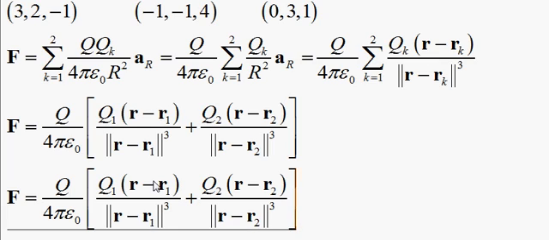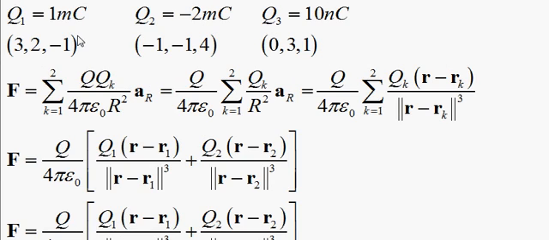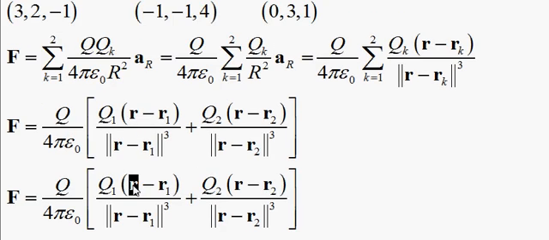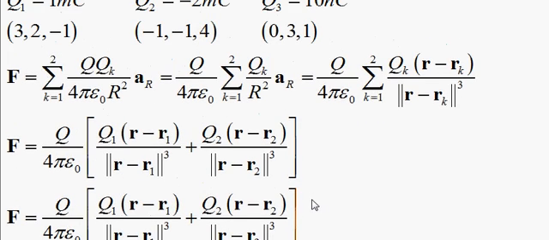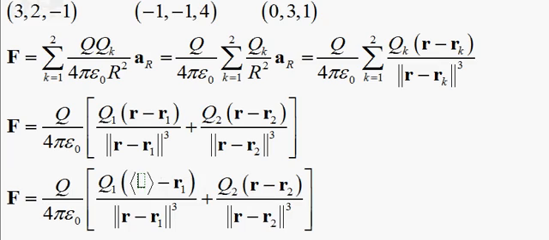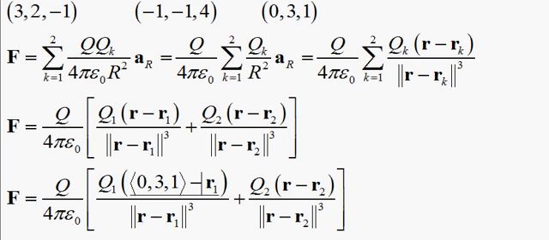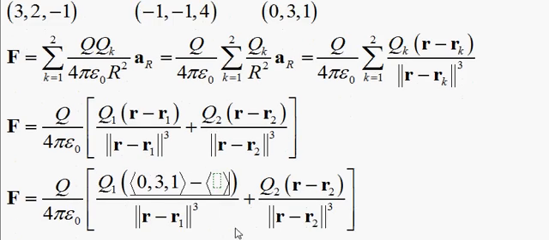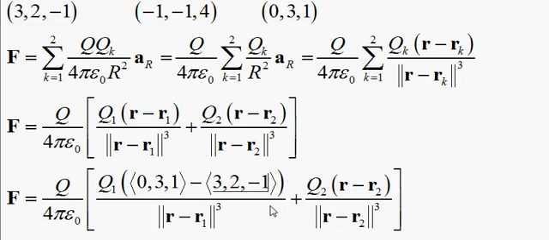Let's plug in our vectors. We have (0, 3, 1), that's our R, from the geometry we went over in the previous video. I'm going to write it with vector brackets: (0, 3, 1), minus, now what's our R1? It's (3, 2, -1) from up here. So we have (3, 2, -1).